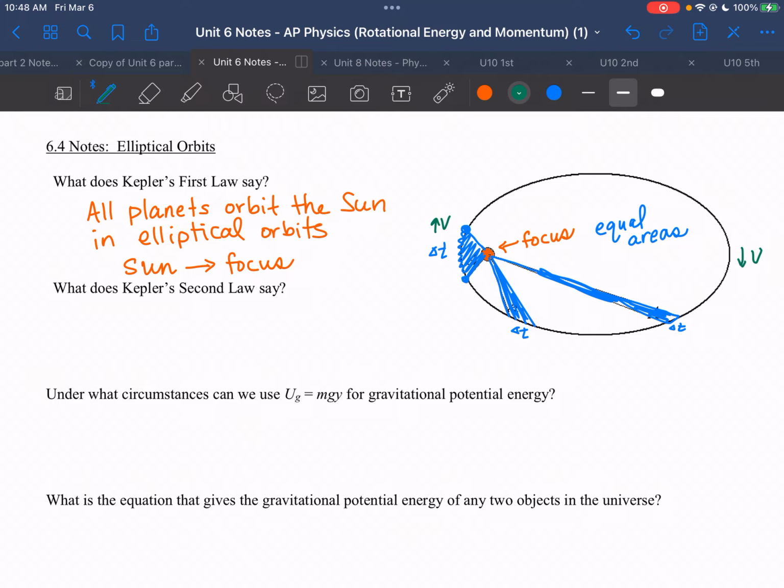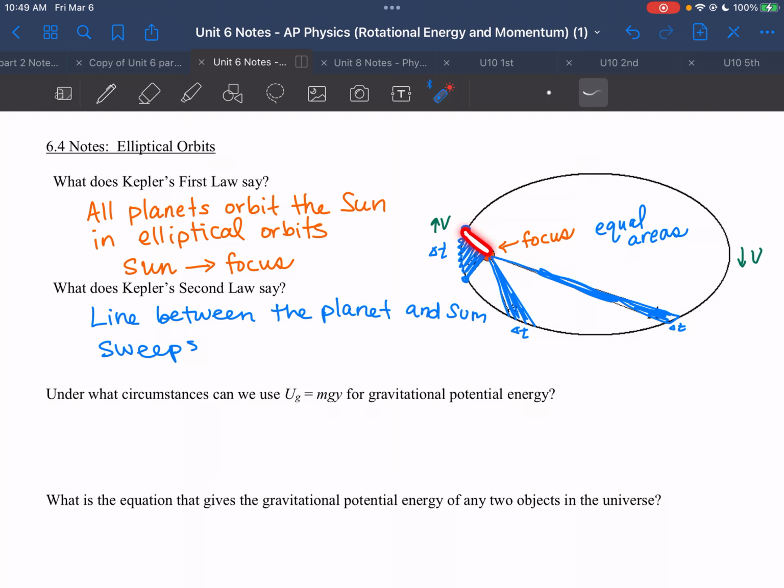So for the second law here, we're going to say that if you draw a line between the planet and the sun, that it sweeps out. And sweeps just means that if you take this line as you move this way, that's the area that we're looking at. It sweeps out equal areas in equal times.